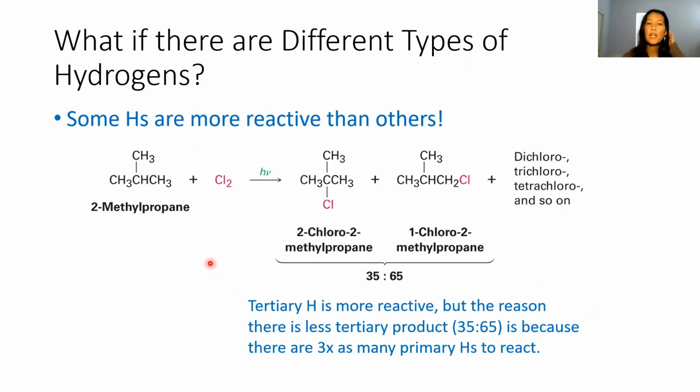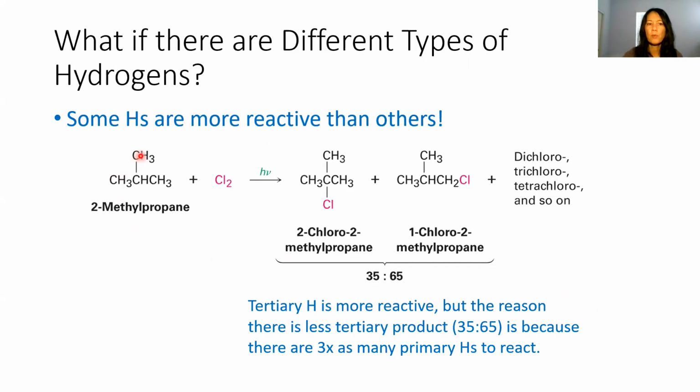Okay, so this chapter is key because it really dives in a little bit deeper to talk about what types of radicals you can make. So what if there are different types of hydrogens? In our last example, we had methane. Those are 4 identical hydrogens around that 1 carbon. But look at this substrate, 2-methylpropane.